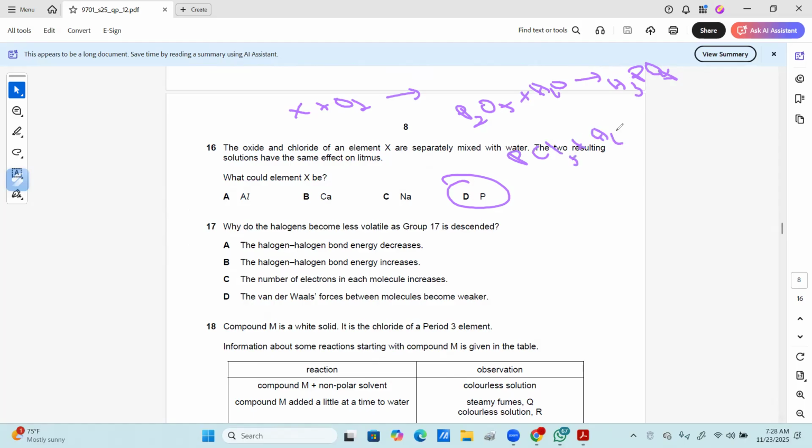PCl5 with water, you get HCl and H3PO4. The two results have the same effect. So both are forming acid. So because of that, it will turn blue litmus red. So only with phosphorus, you get two acids. Therefore, the color will have the same effect. So the correct answer is P. Both are giving acidic solutions.